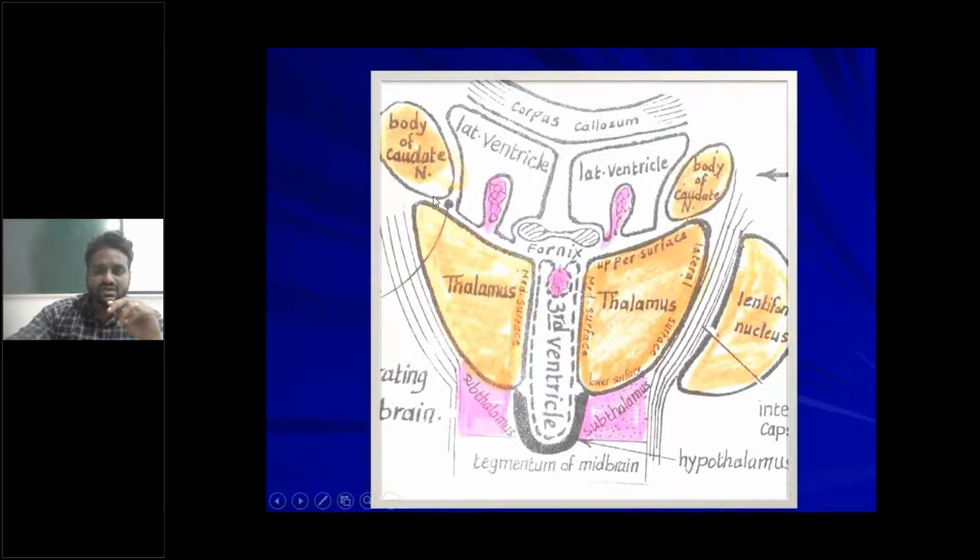If you see, the superior surface is related to the lateral ventricle. The medial surface is related to the third ventricle. The inferior surface rests on the hypothalamus, the subthalamus and the midbrain. And the lateral surface is related to the cerebral cortex. So in this picture, we can see the four surfaces of the thalamus.